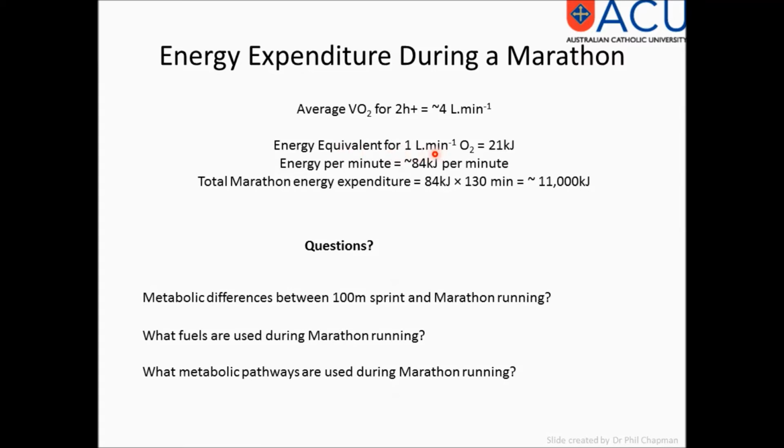The energy equivalent of 1 litre of oxygen per minute is 21 kilojoules. So you should know that number quite well by now. So how much energy per minute? Around 84. So that's 4 times 21 is 84. So the total energy expenditure for a marathon is 84 kilojoules for around 130 minutes. So that's about 11,000 kilojoules, which is equivalent to the average energy expenditure for a male per day. But in this case they did it in 2 hours. So that's a pretty big turnover of energy.